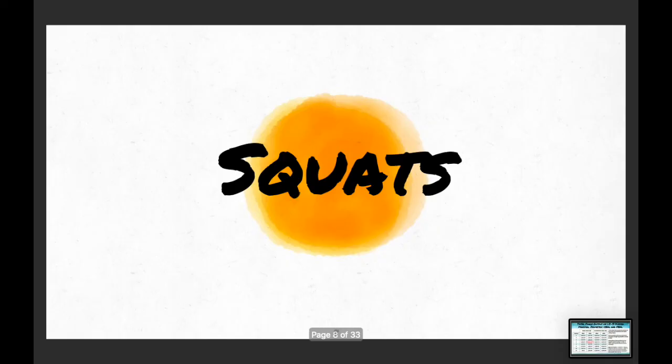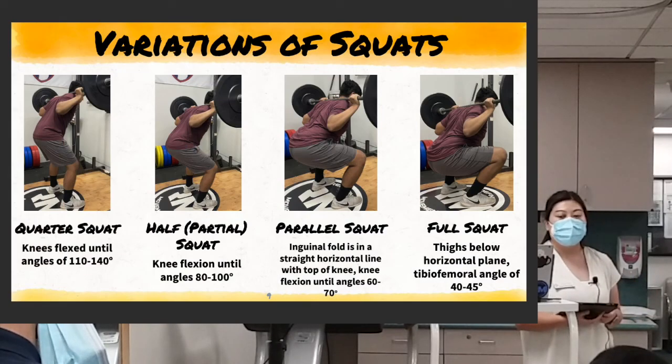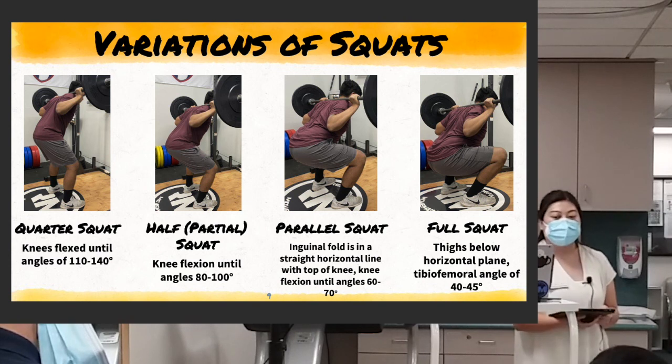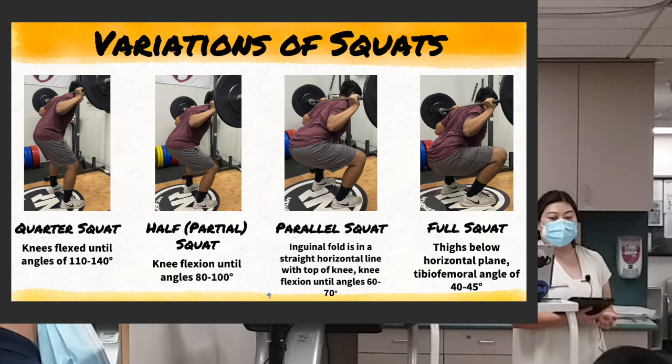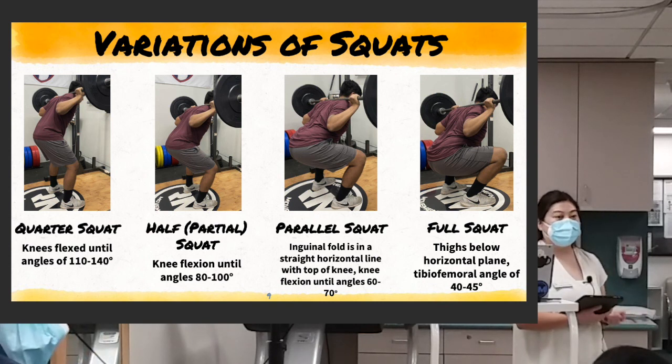Okay, next we're going to go into squats. These are different variations when it comes to knee positioning. So first you have a quarter squat, which is knees flexed until angles of 110 to 140. Half or partial squat, which is knees flexed until angles of 80 to 100.